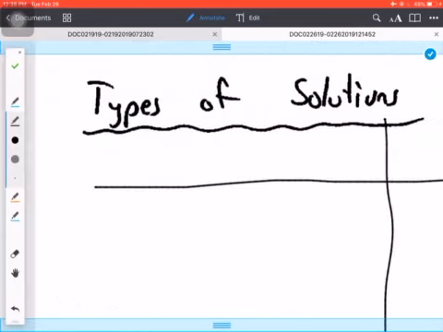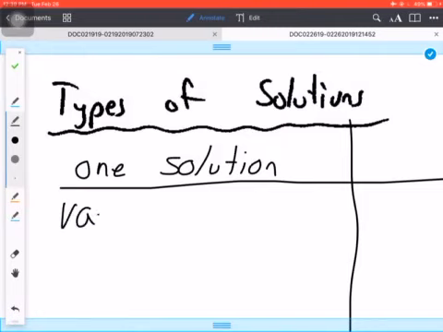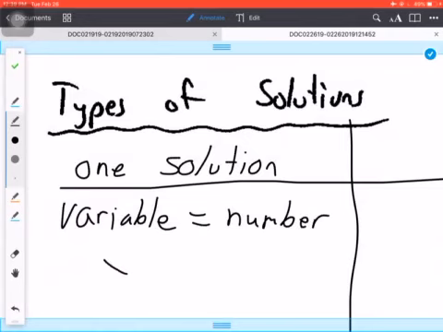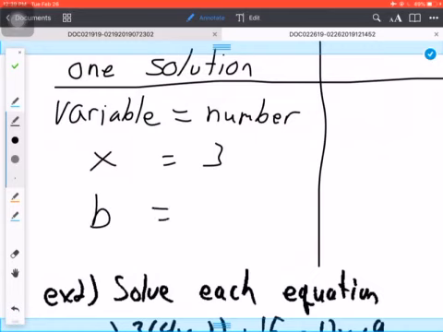So this first type of solution is one that we're used to. That means we have one solution. Now when we're looking at this one kind of solution, your answers are going to look something like this, where we have a variable equaling some number. So like x equals 3. B equals -7.